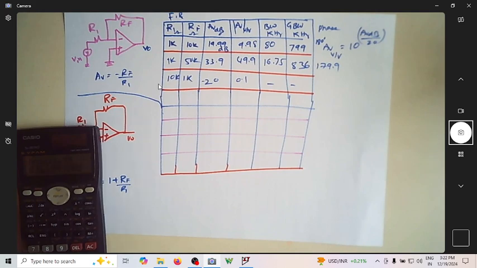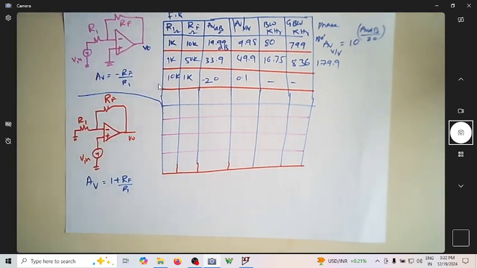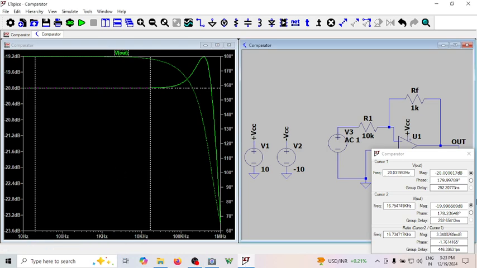So now let us do this non-inverting amplifier. Of course, you can see here the phase will be still 180 degree. You can have a look at it. See here, this is still 180 degree. This is 179.99 degree. It is out of phase.